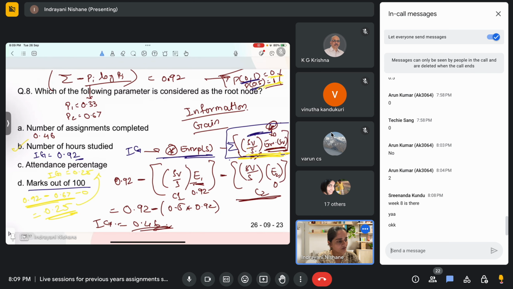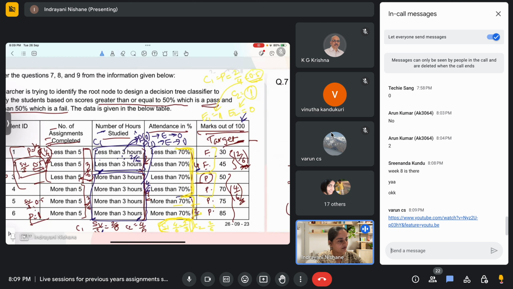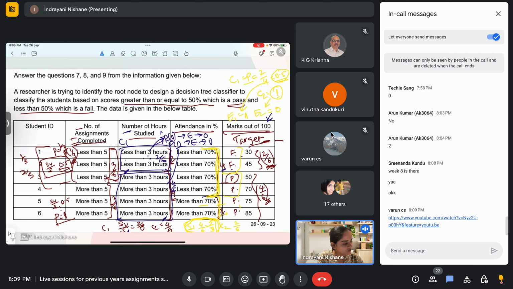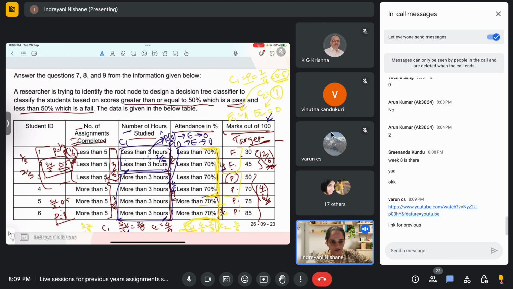Because we saw here what the S was. This was the SV by S, the first term of that formula. This was 2 by 3 or 0.66 for C1, and 2 by 6 or 1 by 3 or 0.33 for C2. But the probability of passing for C2 was 1, whose entropy was 0, hence the entire term became 0.